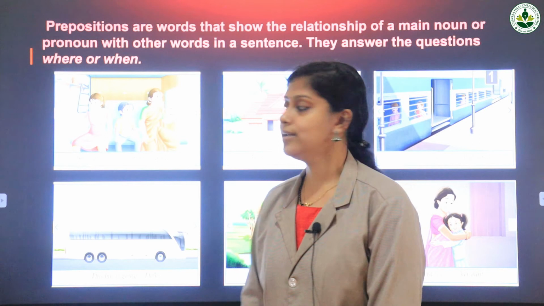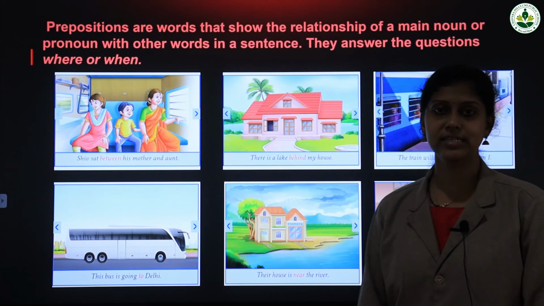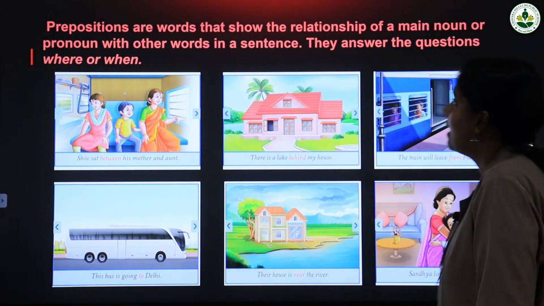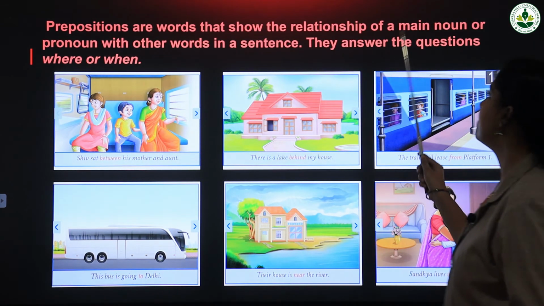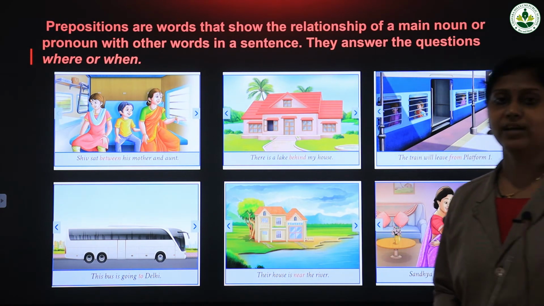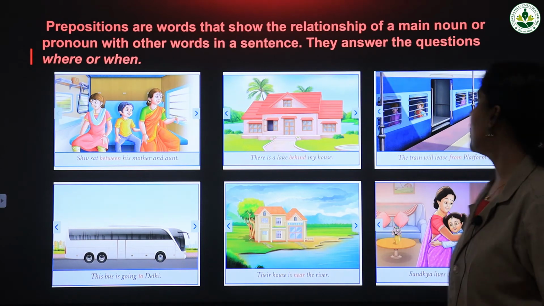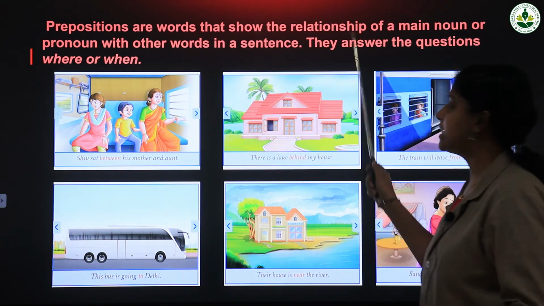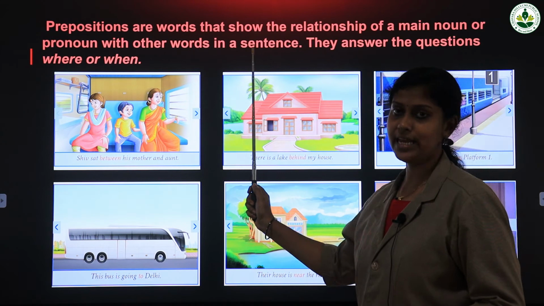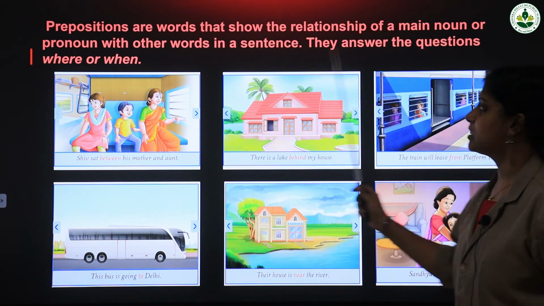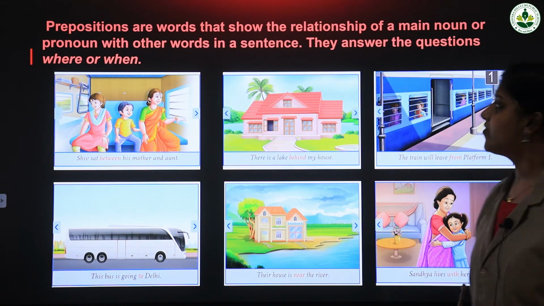So, prepositions are words that show the relationship of a main noun or pronoun with other words in sentences. We already know that a noun is a naming word and pronouns are words that are used instead of a noun. So, prepositions are words that show the relationship of a noun or pronoun with other words in a sentence. They answer the questions where or when.